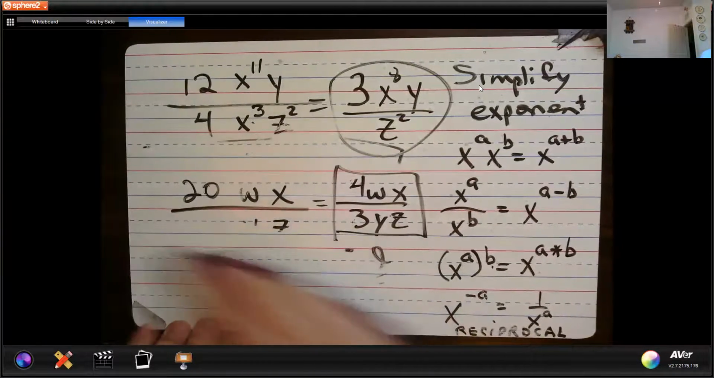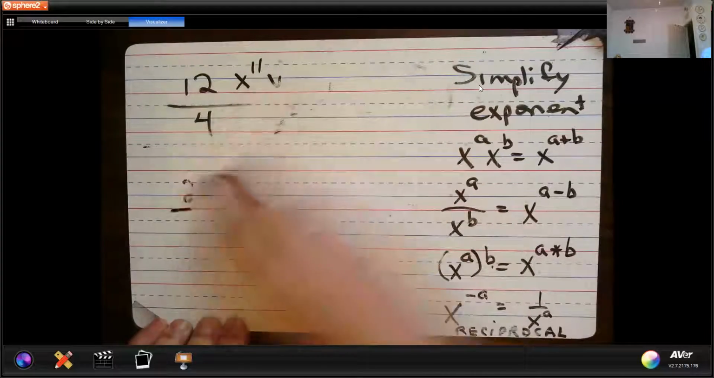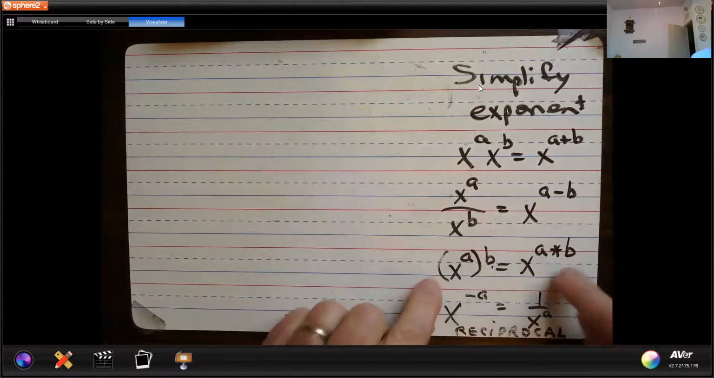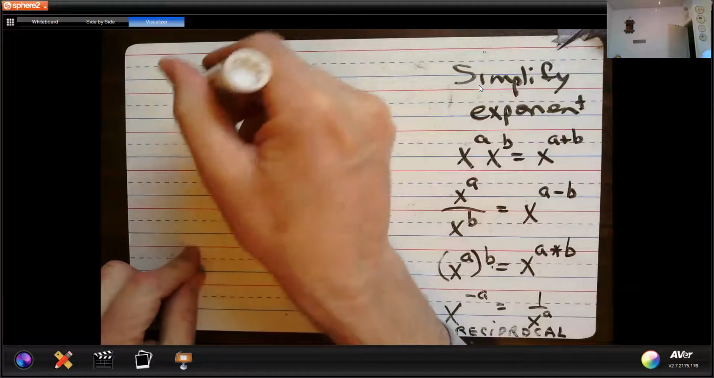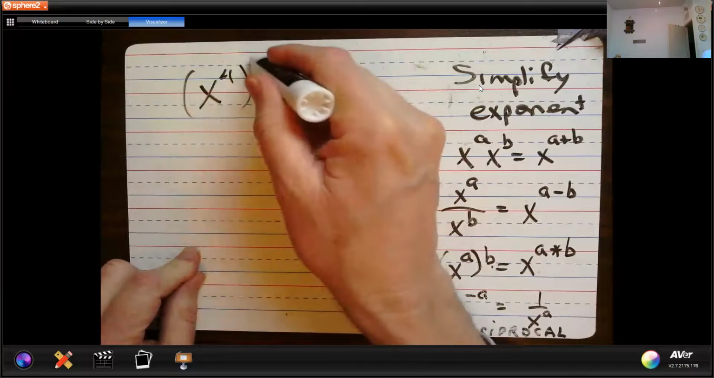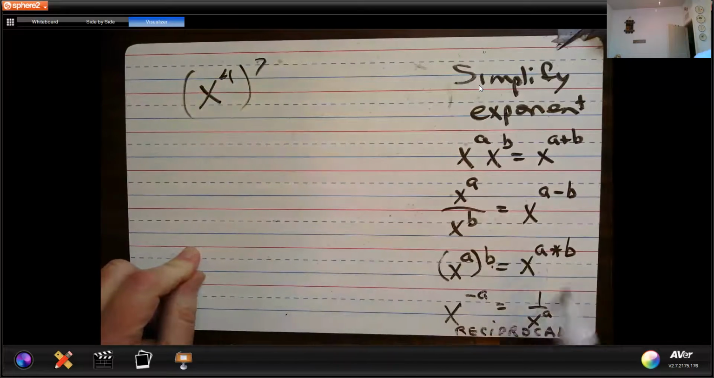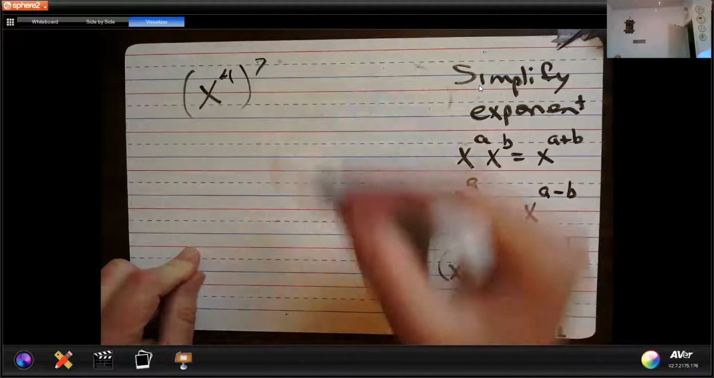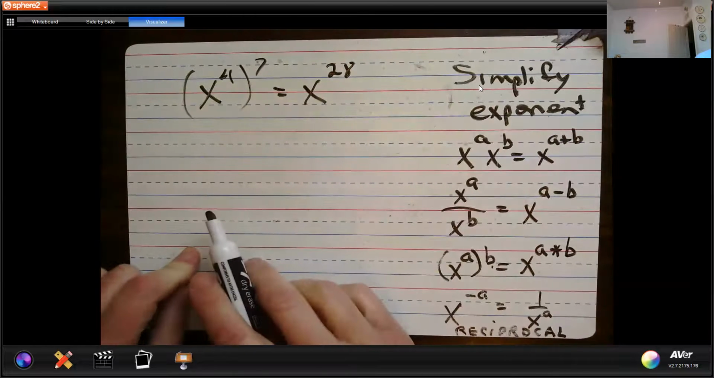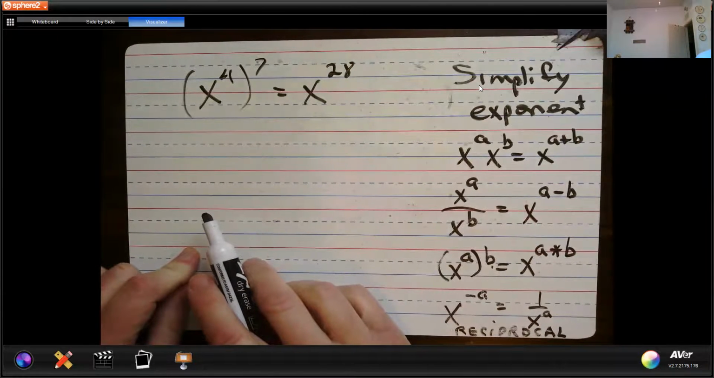Let's do one with exponents now. Exponents, yeah, we're using this rule right here, rule number 3. So what if I had x to the 4th and then to the 7th? Well, what does this say? Multiply: x to the 28th. You got it. That's what that is.